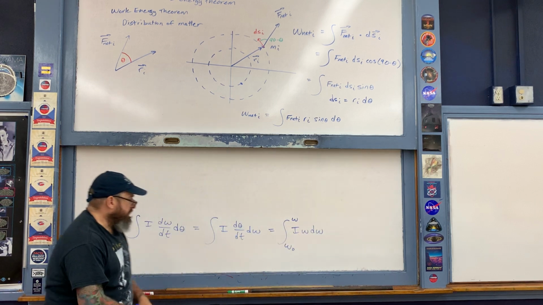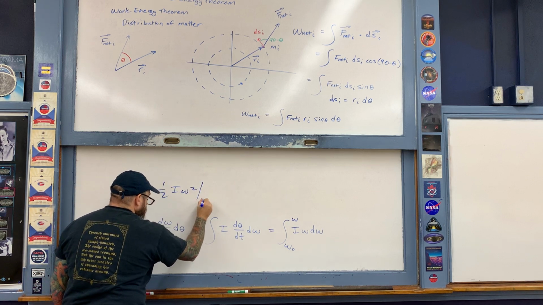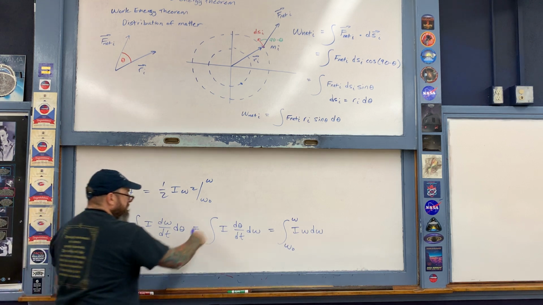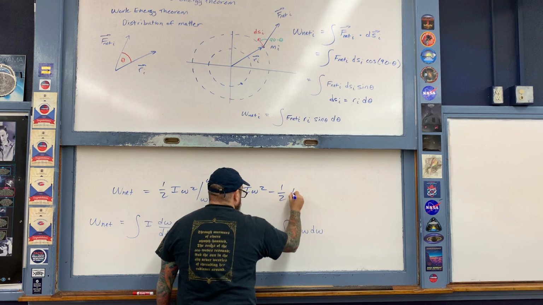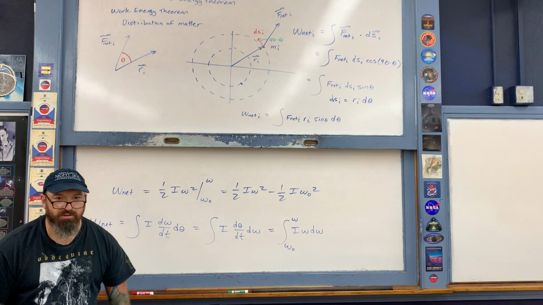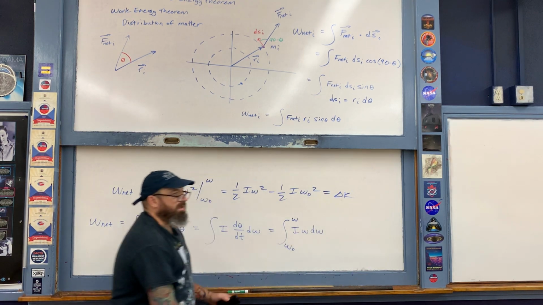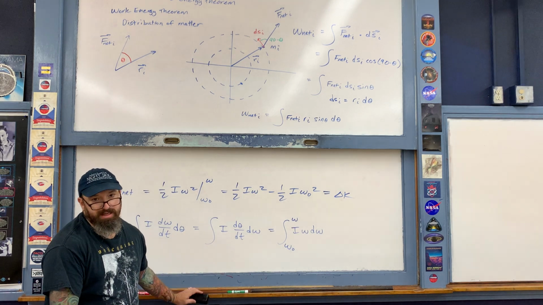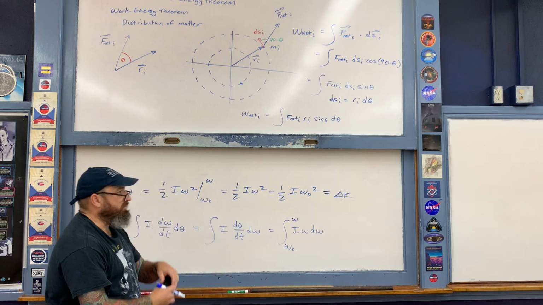Find the antiderivative of this. It's 1/2 I omega squared, integrated between the following angular speeds. Plug that in, and you end up with this quantity here, which is the change in the rotational kinetic energy. That's the work energy theorem in its rotational form for rotation about a fixed axis. Let's take a look at a couple of simple examples in order to illustrate.